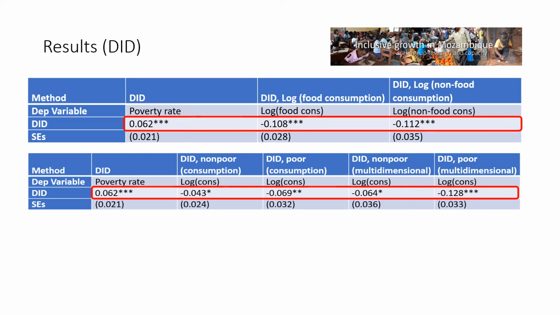Also, when we look into the effects on non-poor and poor, either consumption poor or multidimensional poor or non-poor, what you do find is that poor households in both dimensions of both approaches show to be more affected than non-poor households.